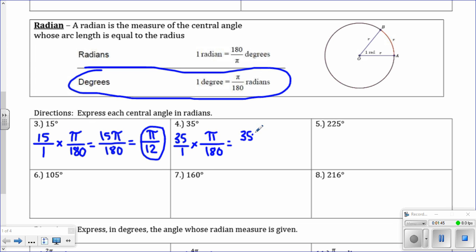So multiply across 35 pi, multiply across again, you get 180. And let me just type this in real quick. And then 35 divided by 180 math fraction is the quickest way to do it. So that angle in radians is 7 pi over 36.